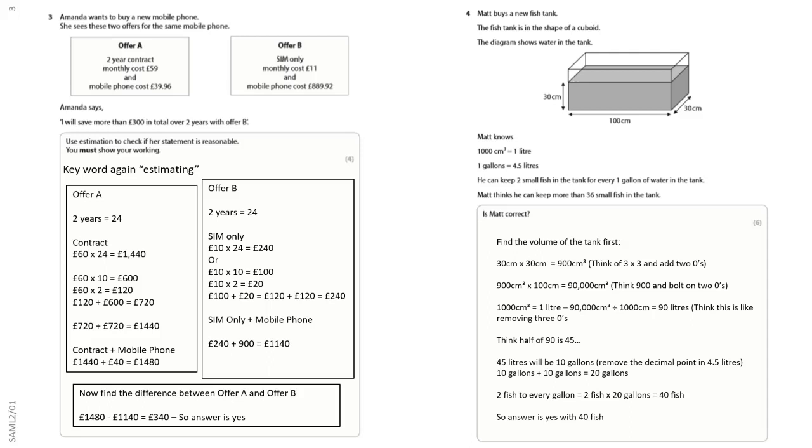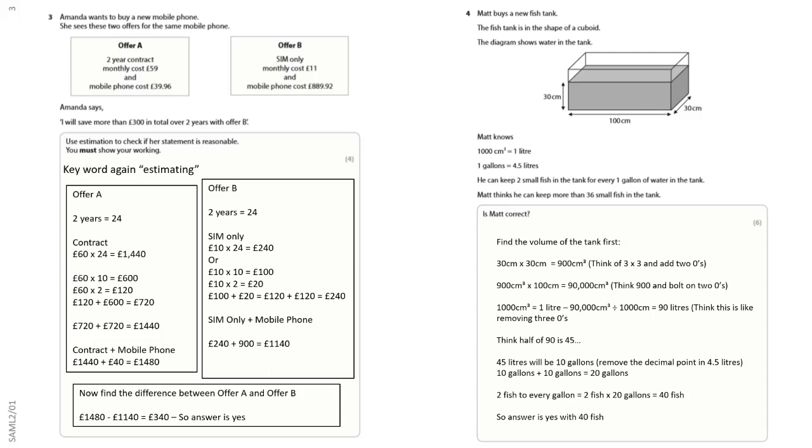Again, the key word is estimating. So you're trying to make your life as simple as possible. So perhaps you're going to round things up into tens or nearest whole numbers. So for example, 59 becomes 60. 39.96 is going to perhaps become 40, and so on and so forth.